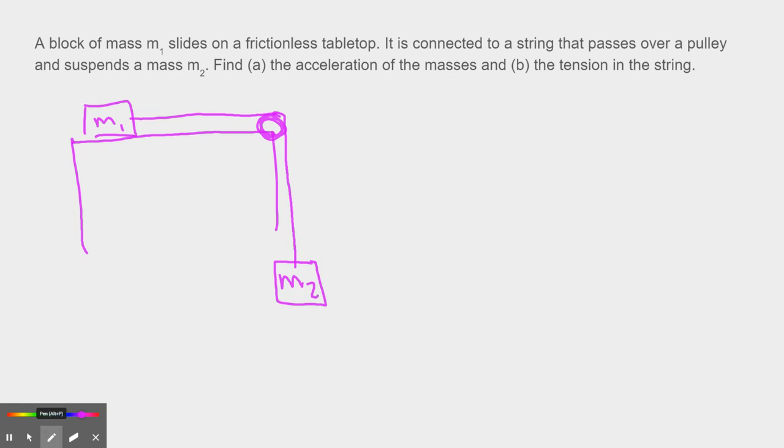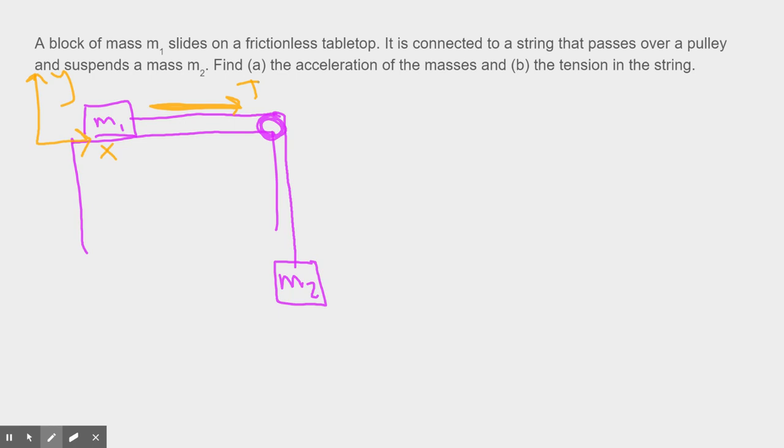Before we do that, we need to set up our coordinate systems. We want the coordinate system to be in the same direction for each tension in the string. So each portion of the string, and I'm going to show you what I mean by that. For this one, this might seem obvious. We're going to put the x direction to be parallel with the tension here in this string.